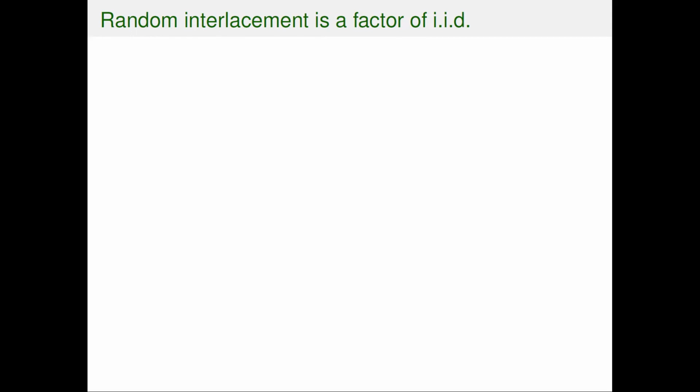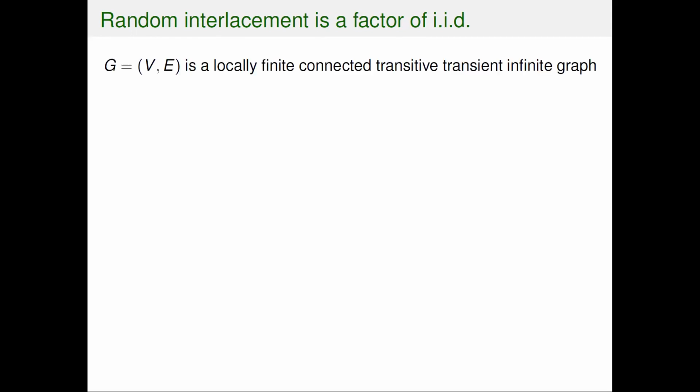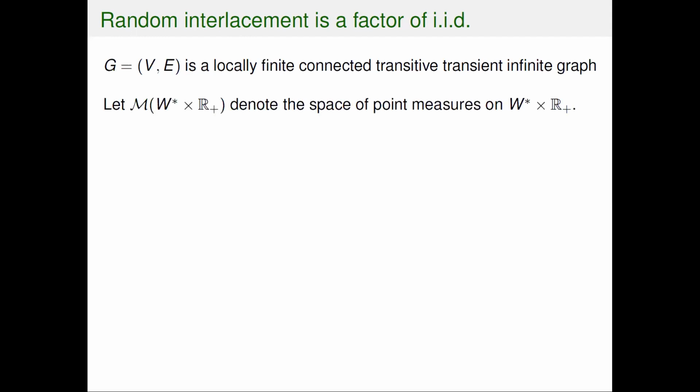Now, having shown you this motivational slide, let me get to our result. Here is our main result. As the title of the talk says, random interlacement is a factor of i.i.d. So let's discuss that. Again, let me remind you, my graph G is a locally finite, connected, transitive, transient, infinite graph. And one more notation.